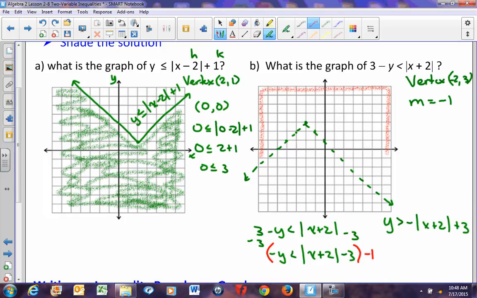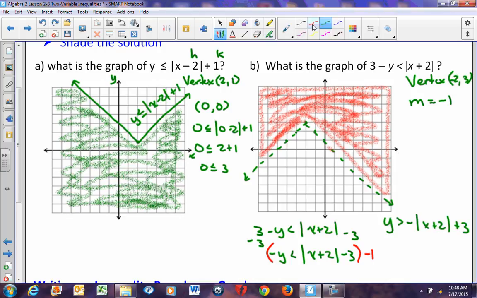And so it should be shading out here. You can test a point to make sure you're right, and I'm positive it is because I already have. So I know that works. So there's my shading. This is the graph of y is greater than negative absolute value of x plus 2, plus 3. Just be careful to apply all your rules of algebra correctly when you translate your equations.